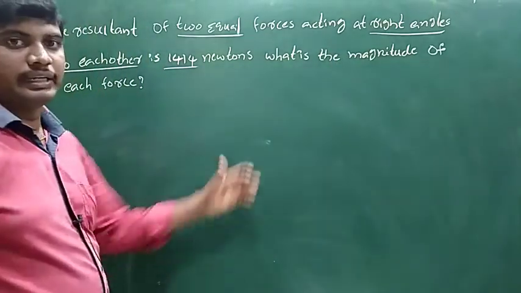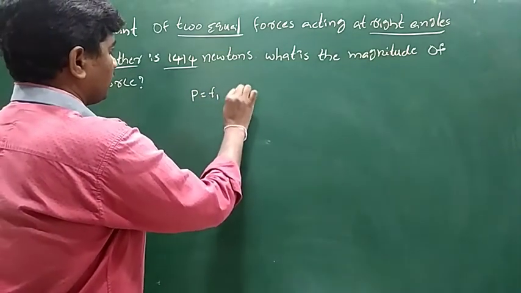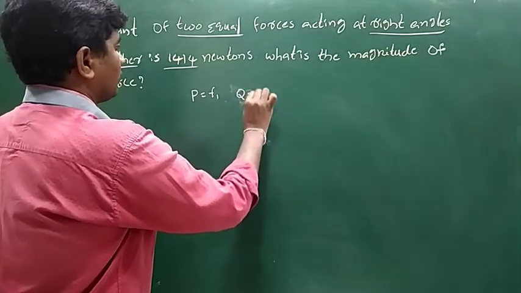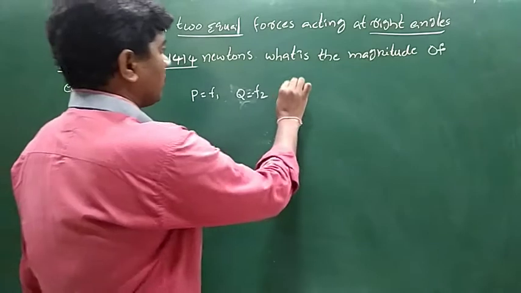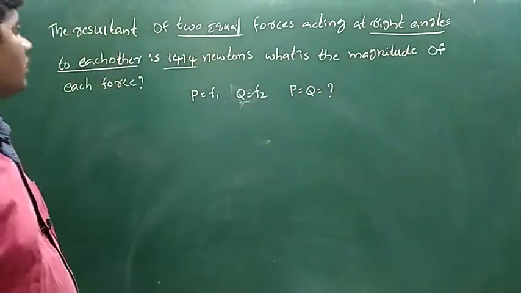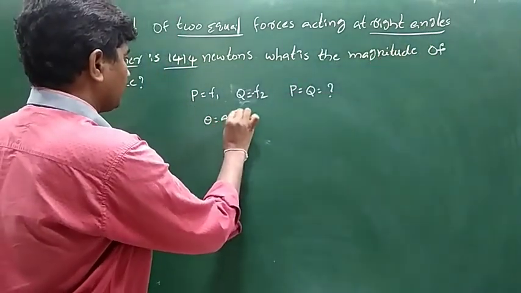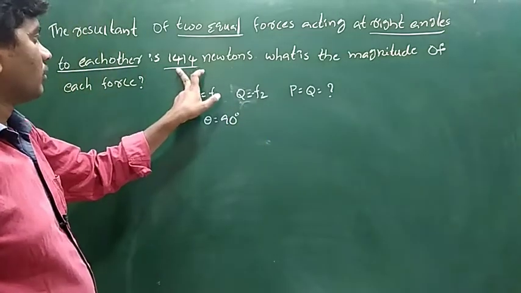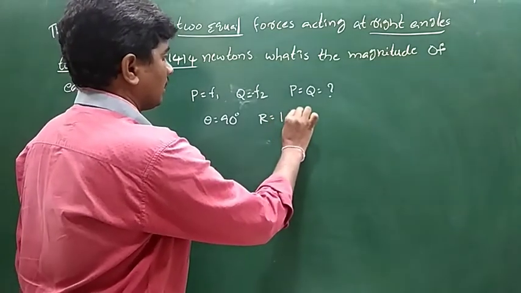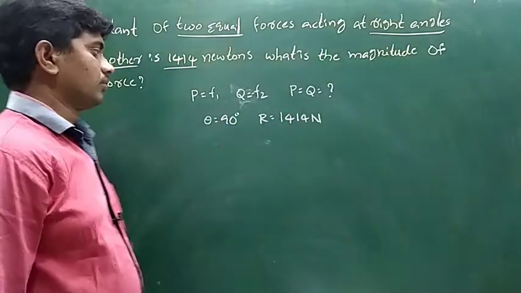First, find F1 and F2. P is equal to F1 and Q is equal to F2. We need to find P equal to Q equal to how much. The forces are at right angles to each other, so theta is equal to 90 degrees, and the resultant vector is 1414 newtons.